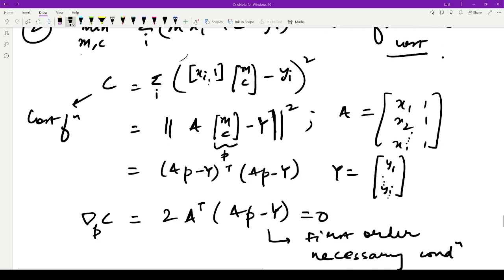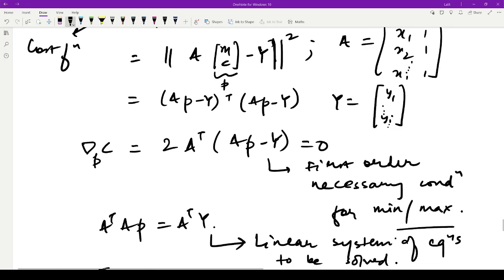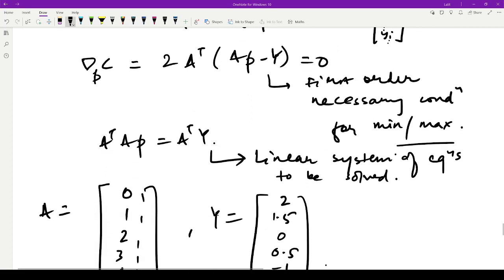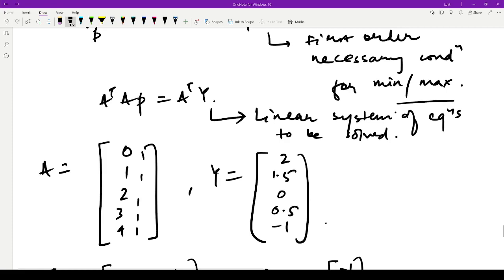Once you have this matrix form, if you take the derivative, it should turn out to be zero, which is the first order necessary condition for a given value of p to be minimum or maximum. So given this condition, we try this system of equations, just rearranging terms to the right side. It is A transpose AP equals A transpose Y.